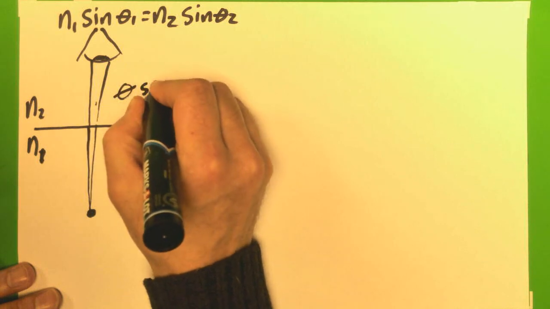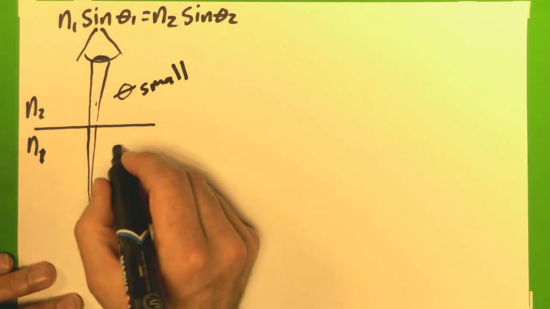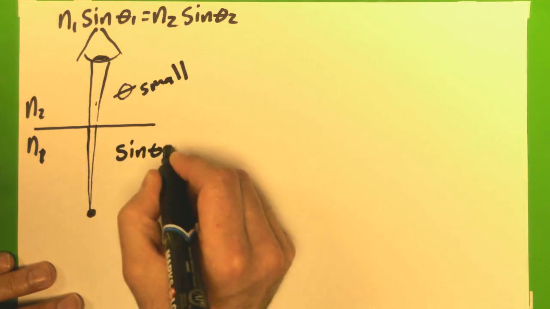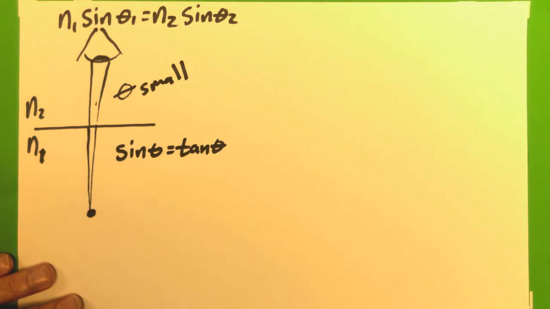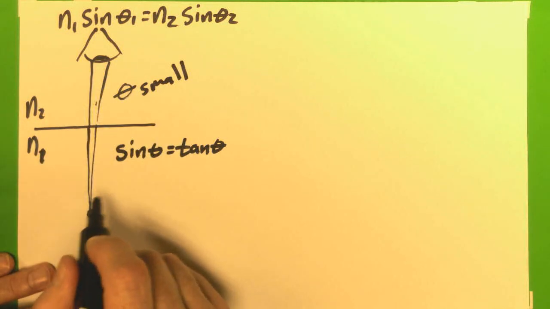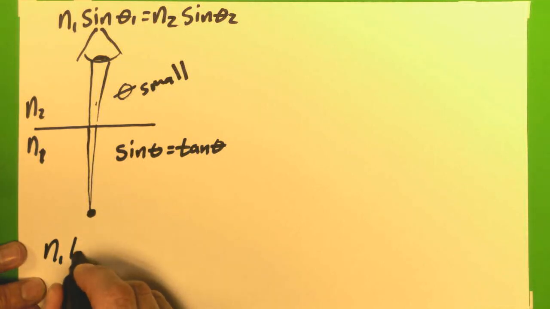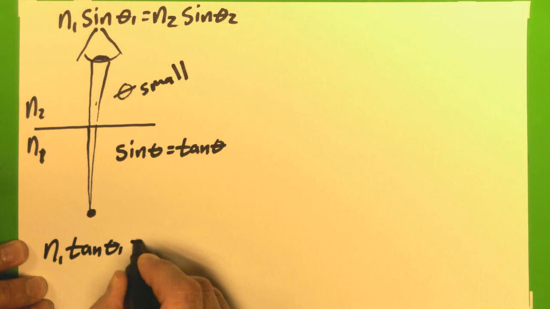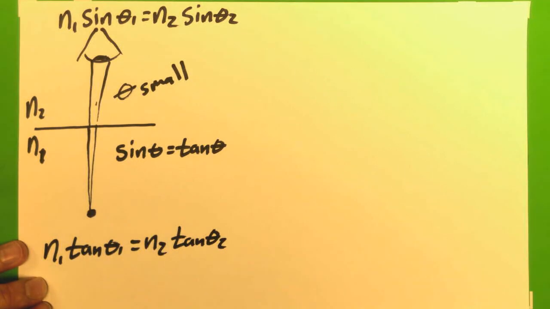small. Theta is very small. And that allows us to use an approximation that is very good, that says that sine of theta is equal to tangent of theta. Okay? And so when theta is super small, as it is in this case, then sine of theta equals tangent of theta, and we can rewrite Snell's law saying n1 tangent of theta 1 equals n2 tangent of theta 2. Right now it doesn't seem like that's any benefit, but we'll see in a moment that it is.